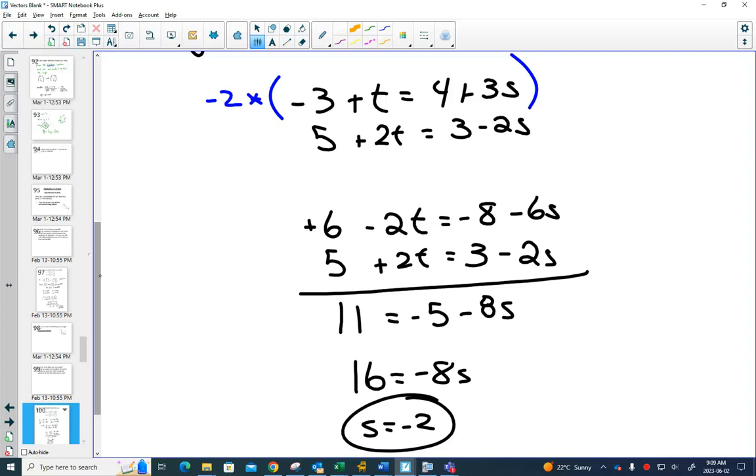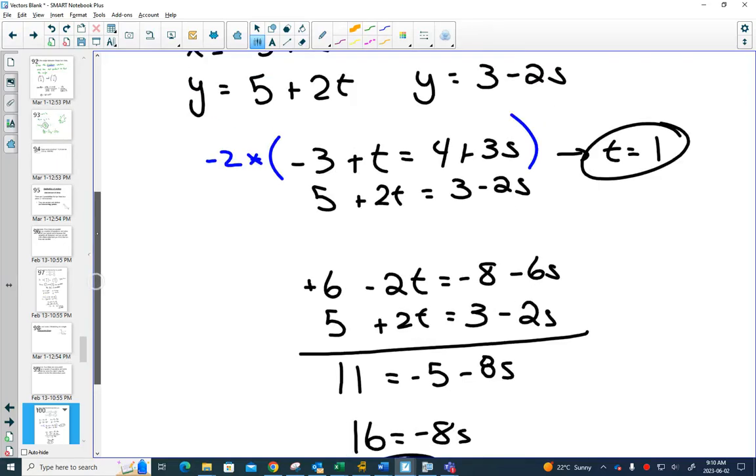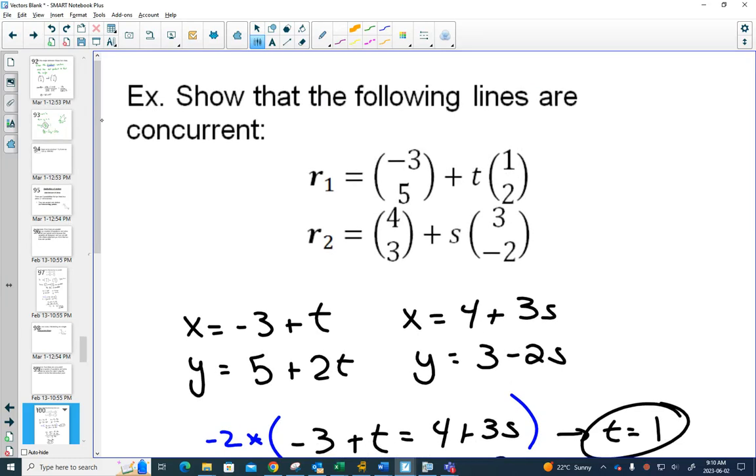So for example, in this first equation here, if I now plug in s is -2, I will get t is equal to 1. It's sometimes good to also solve for t, because this is your way of checking if you got your question right. Go back to your original equations. If t is equal to 1, then the vector r would be -3 plus 1, -2, 5 plus 2, 7.